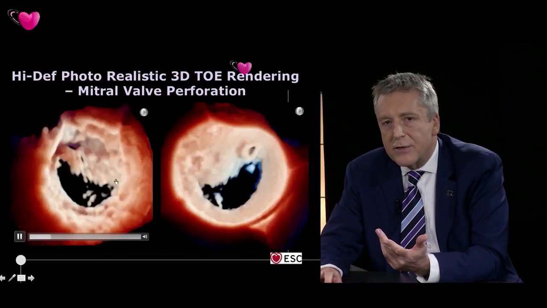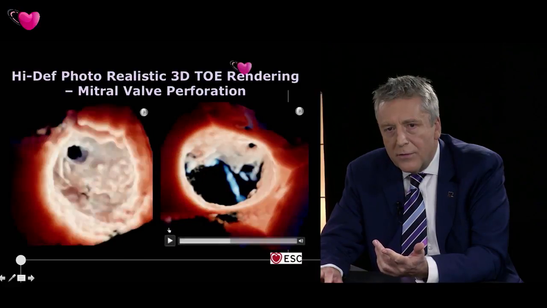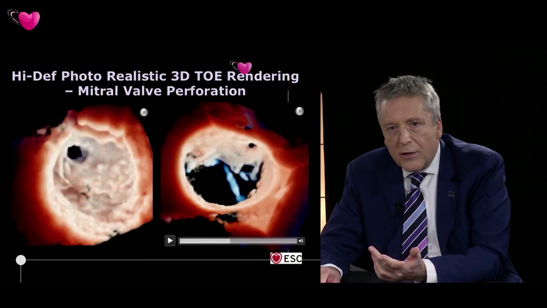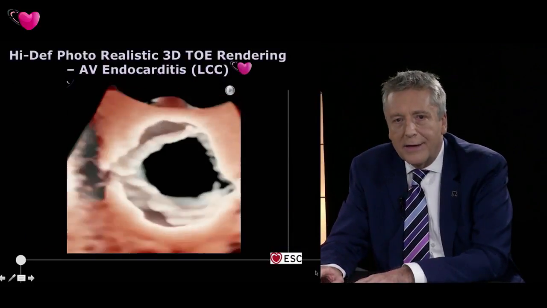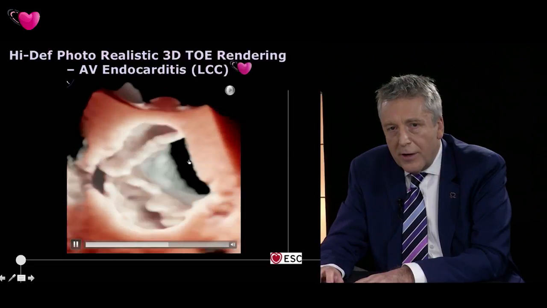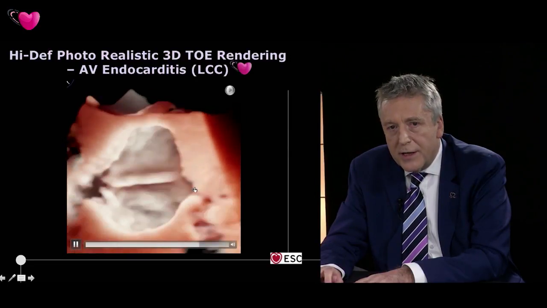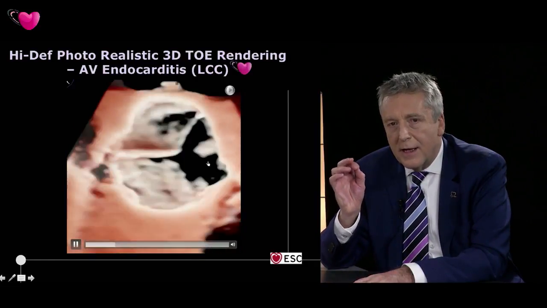But the other nice thing, as you'll see in a minute, is that we can change the light rendering on this. So we can move the light source around to actually look at it from a different perspective. And this is an example of looking at the aortic valve in a patient also with endocarditis, where the left coronary cusp has been effectively destroyed. And I'm rotating the data set round while keeping the light source fixed.